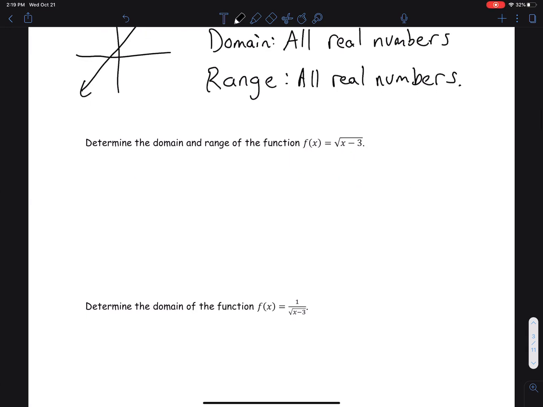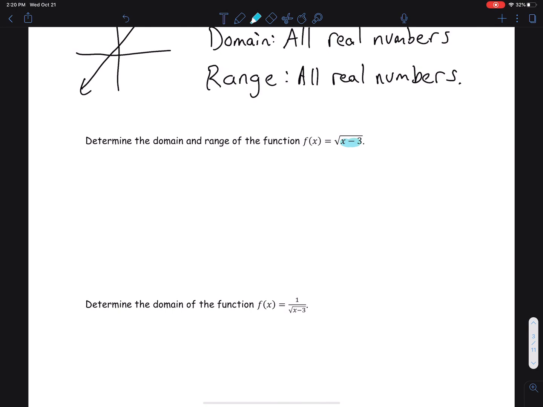So let's look at the domain and range of f of x equals the square root of x minus 3. So we have a square root function here. If we want to maintain real numbers, there are going to be restrictions that we need to take into account. So inside of the square root cannot be negative. So x minus 3 has to be greater than or equal to 0. And that ensures we have a positive number or 0, because the square root of 0 is 0. So I'm going to solve for x there. Add 3 on both sides. You get x is greater than or equal to 3.